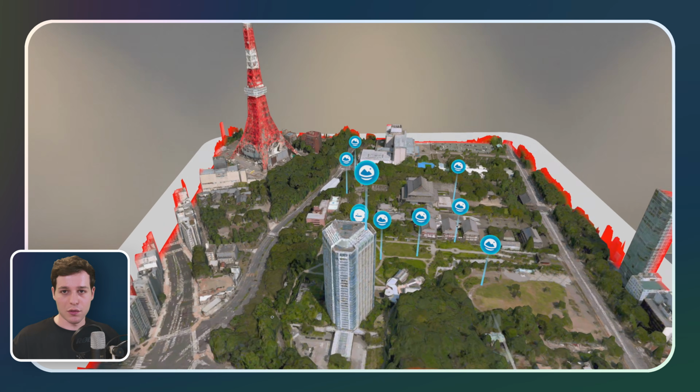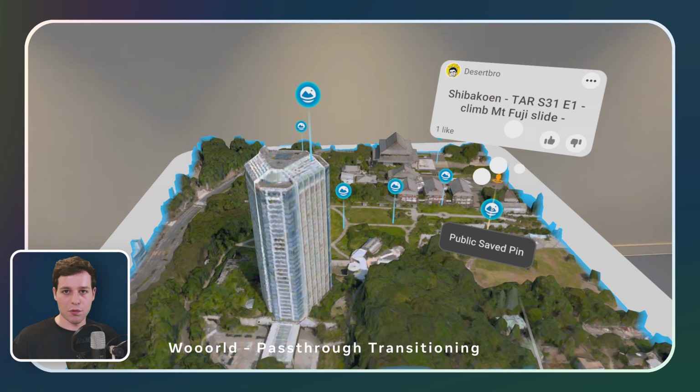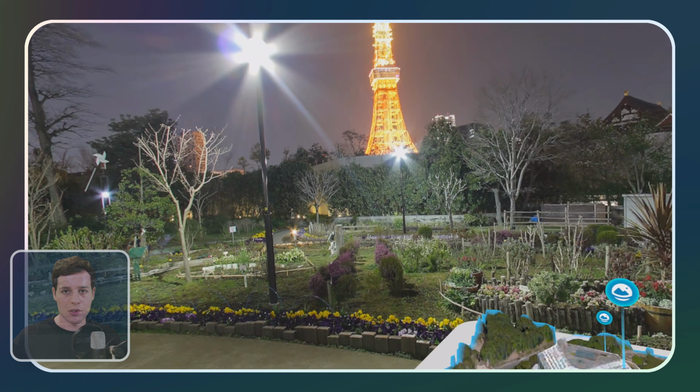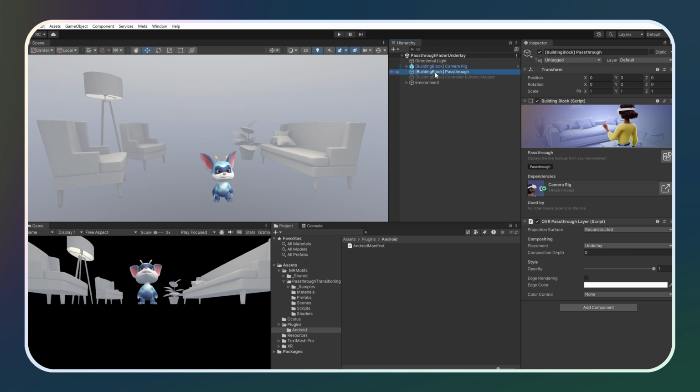A prime example of this is Whirl, which lets the user jump from a mixed reality tabletop experience into an immersive street view experience. Let's take our scene from before and look at the OVR pass-through layer. We need to set this layer to underlay. This means that pass-through appears in the background and we can place virtual objects in front of it.